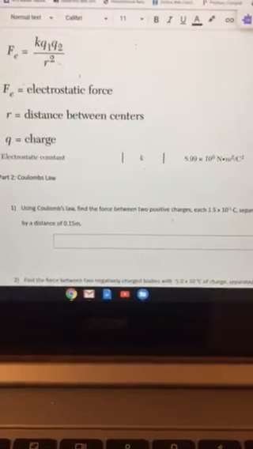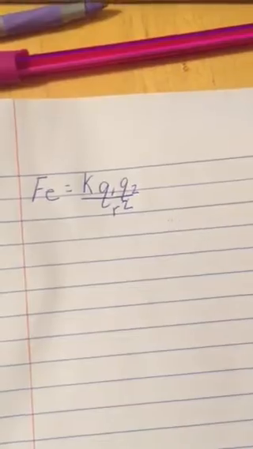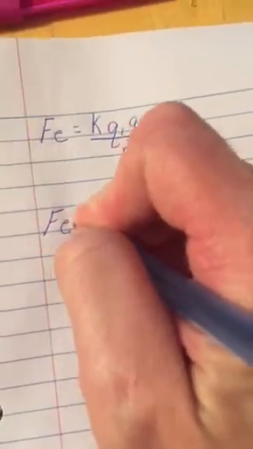So I'm going to demonstrate how to solve number one on the practice problems I gave to you, and you can use this for help. So I'm going to write down the equation first. Again, it's the electrostatic force equals K Q1 Q2 divided by R squared. So in this case, we're solving for the force.